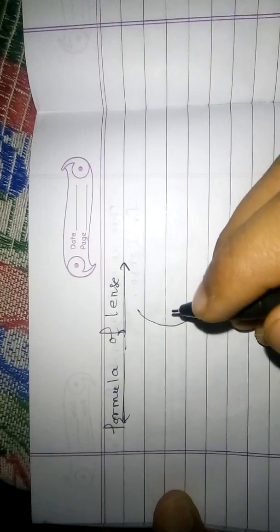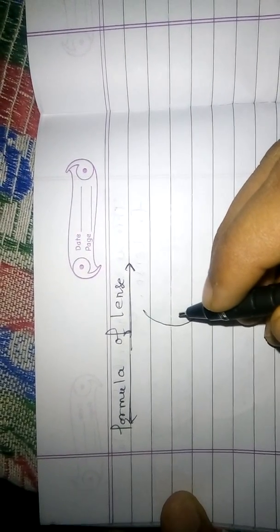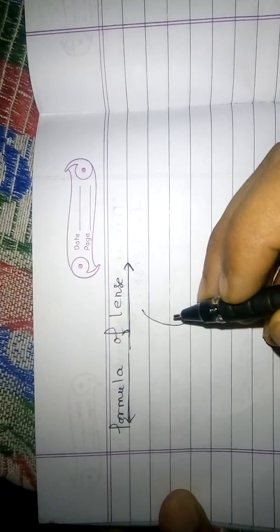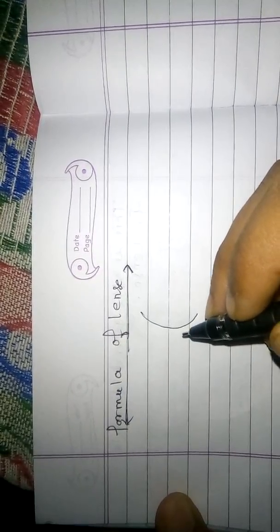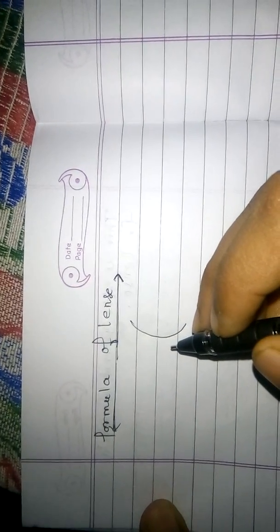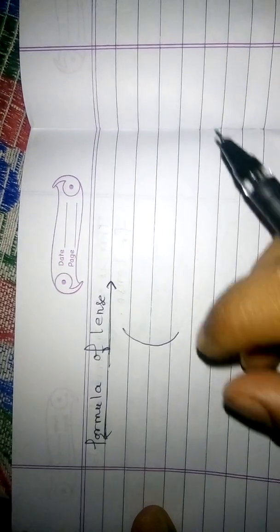And there are two types of lens. First one is convex lens and second one is concave lens. What is convex lens and what is concave lens? How will we distinguish between them?